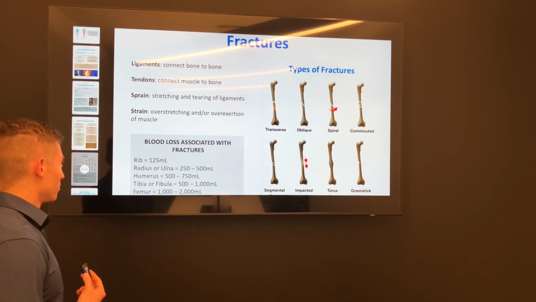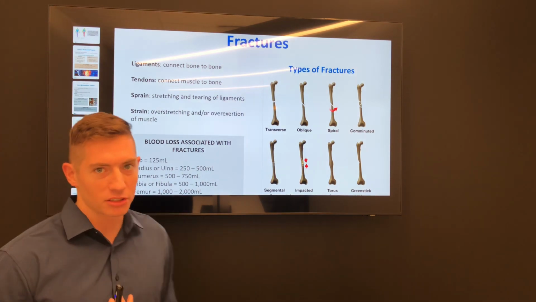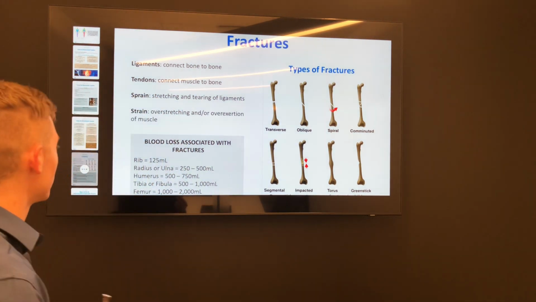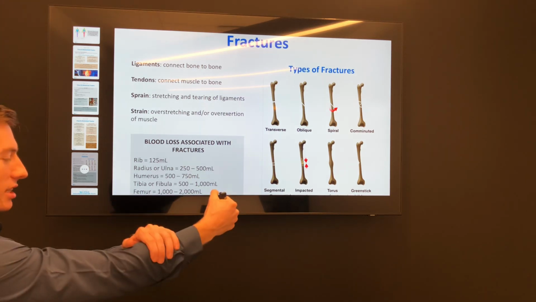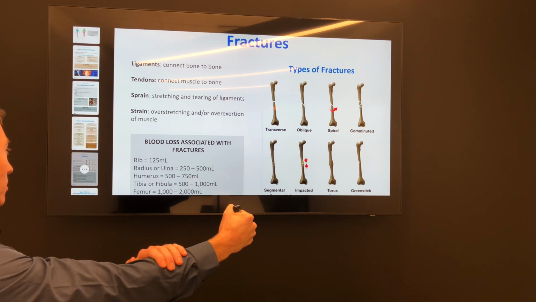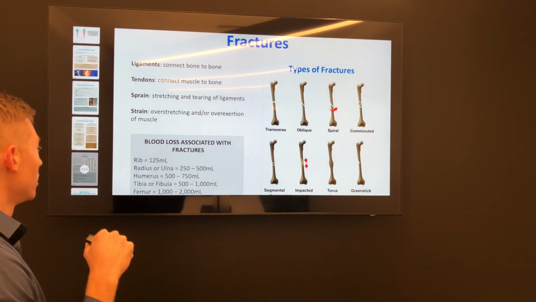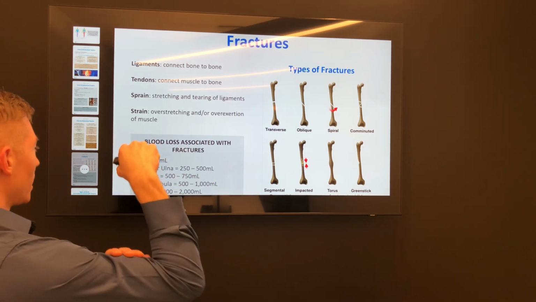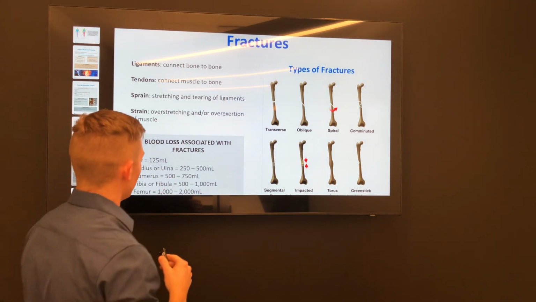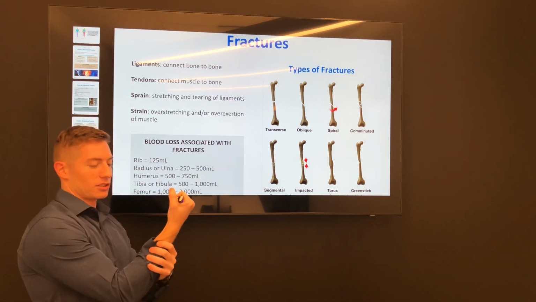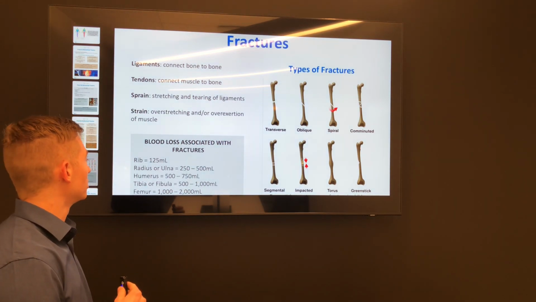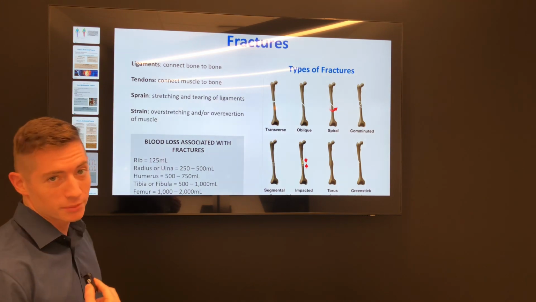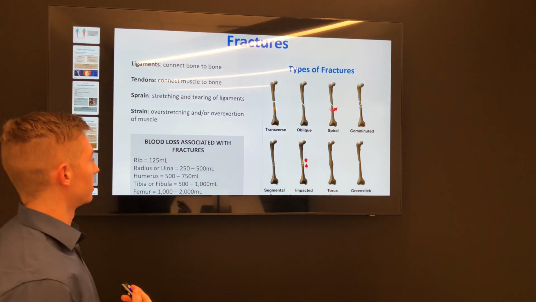Blood loss associated with fractures. So if you crack a rib, you could lose 125 milliliters of blood. If you crack the radius or the ulna, 250 to 500 milliliters. That's just in your radius and ulna. Humerus, so that's 500 to 750 milliliters. Tibia and fibula. It's like your humerus and ulna, but on your legs, 500 to 1,000 milliliters. Femur, you could lose up to 2,000 milliliters of blood. That's a lot of blood.